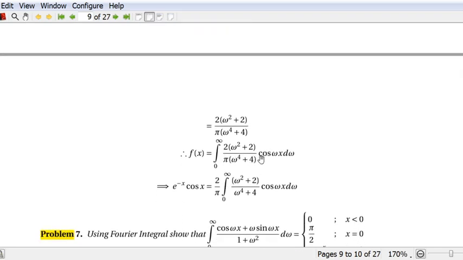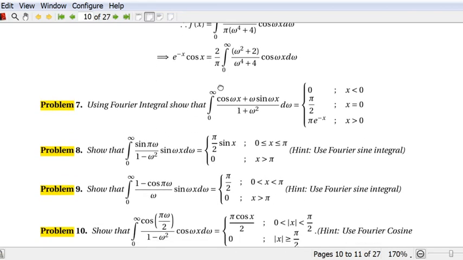Then changing the sides, we can write 2 by pi into integral 0 to infinity of omega square plus 2 by omega raised to 4 plus 4, cos omega x d omega, is e raised to minus x cos x. That is our given function. That means we can express the given function in terms of a continuous sum of cos terms. That is our Fourier cosine integral representation.